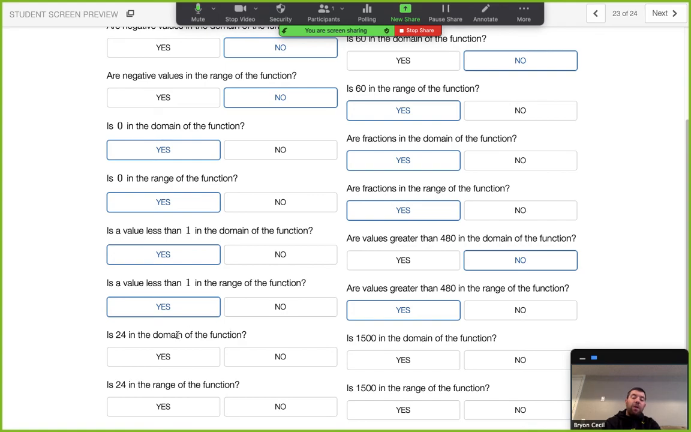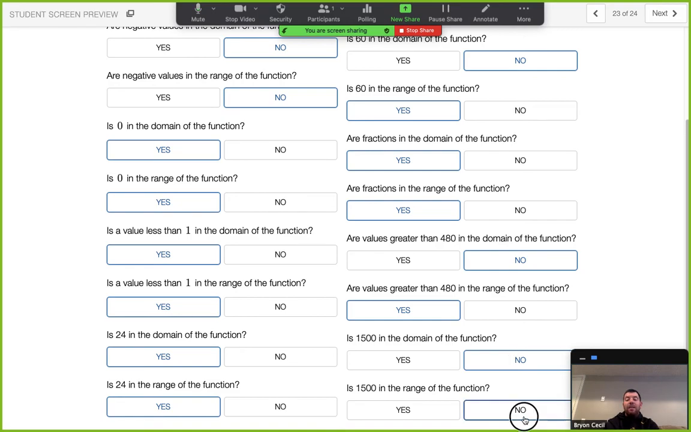I'm sorry, let's back over here. Is 24 in the domain? Absolutely. 24 hours, 24 counts. 24, we know we can sleep 24 minutes. Is 1500 in the domain of the function? Absolutely not. It's greater than 24. And is 1500 in the range of the function?